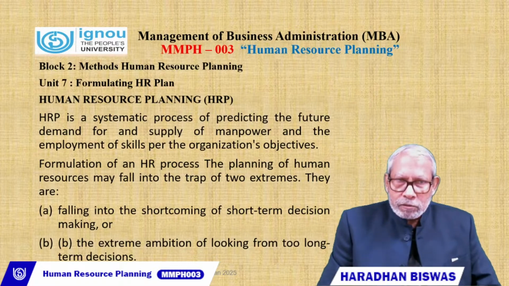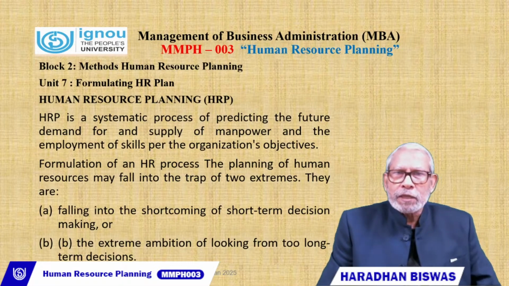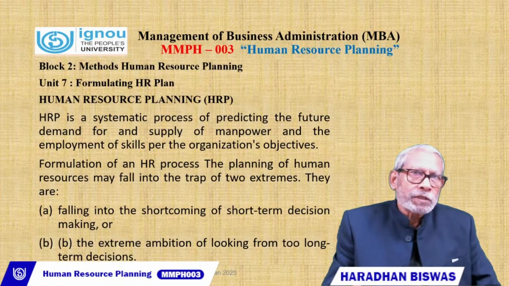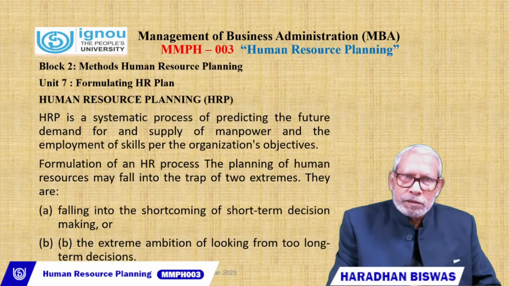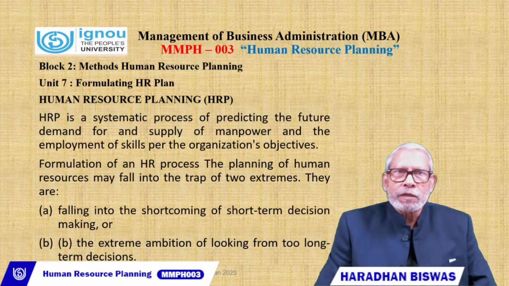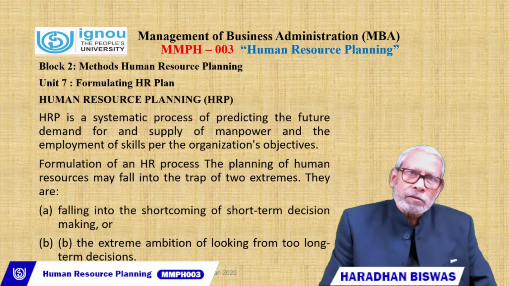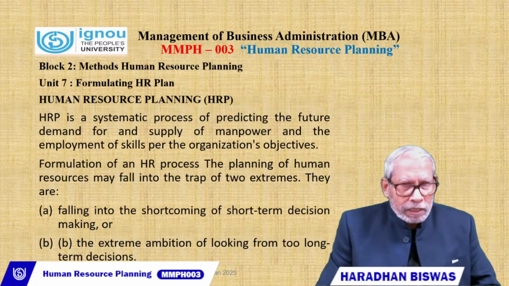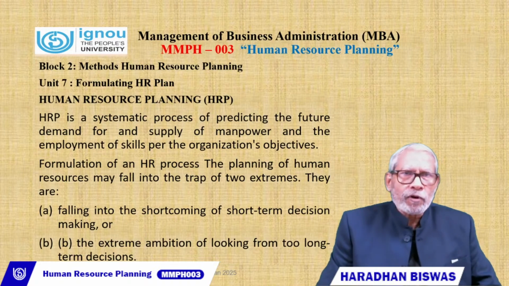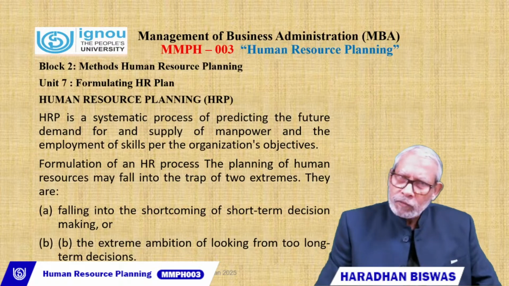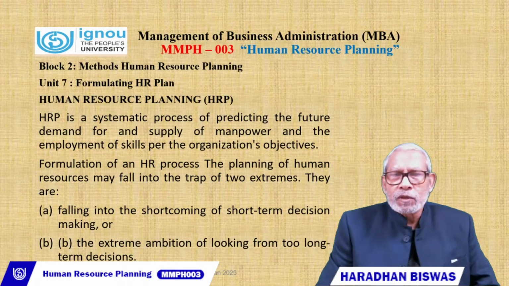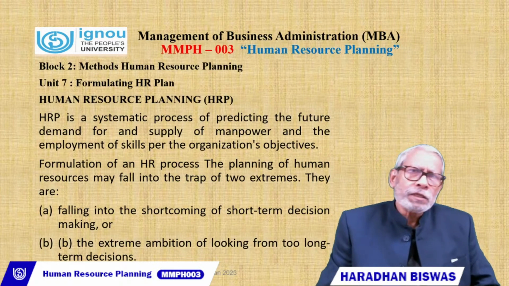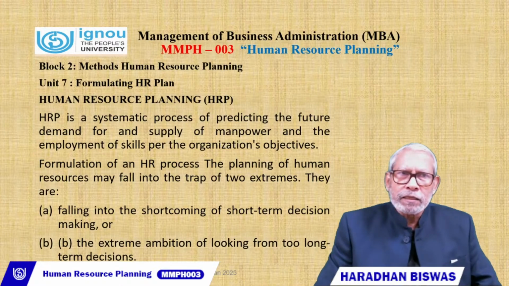And the employment of skills according to the organization's objectives. Suppose the organization has some objectives: this type of people are required, this type of skill is required, this type of qualification is required. Everything has to be collected for forecasting purposes. First, you have to predict things. So all this process we can say is human resource planning.